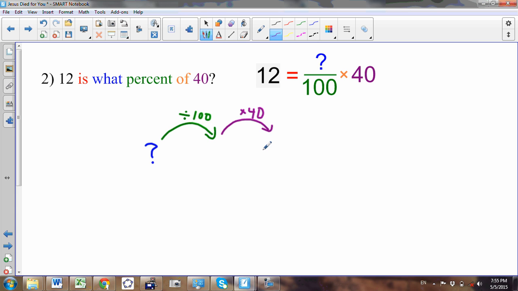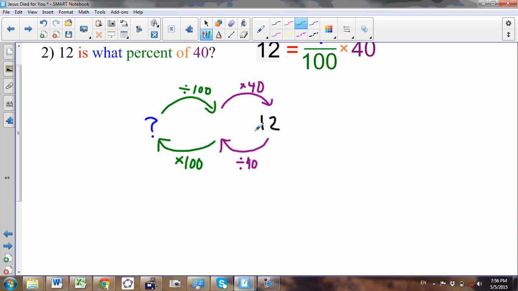All right, so after we take this unknown quantity and divide by 100 and multiply by 40, the result of doing all that is 12. But I want to figure out what I started with. So let's just undo these two operations that happened. We can undo that times 40. What's the opposite of multiplying by 40? It's dividing by 40. And then we can undo that divided by 100 by multiplying by 100.